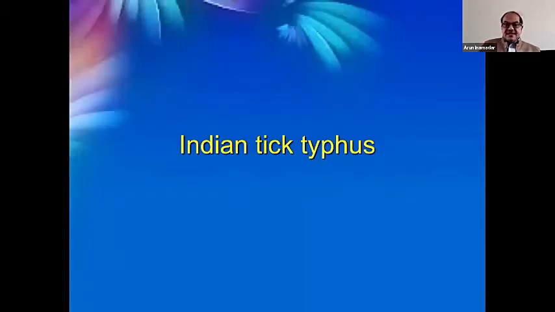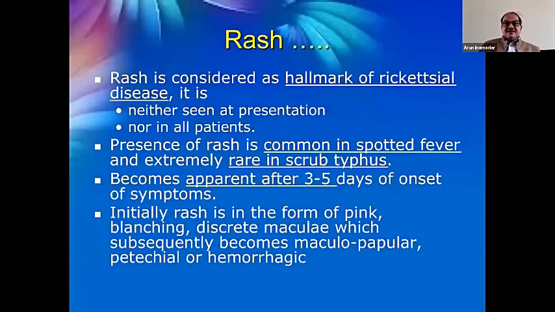Well, you are dealing with Indian tick typhus. So the rash is considered a hallmark of all the rickettsial diseases, but it is neither seen at presentation nor in all patients. This is very important. The presence of rash is common in spotted fever and extremely rare in scrub typhus. Only in scrub typhus you can get the eschar at a location. And the rash becomes apparent after 3 to 5 days of onset of symptoms.